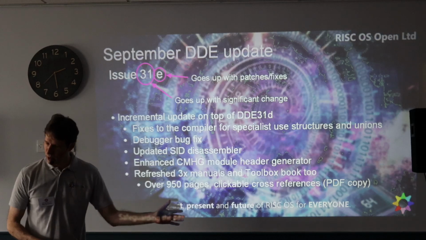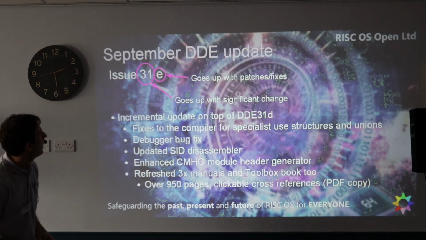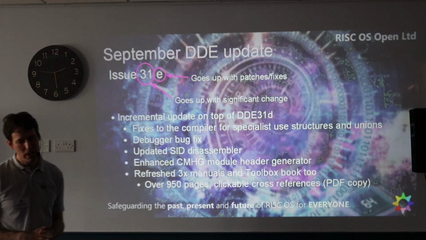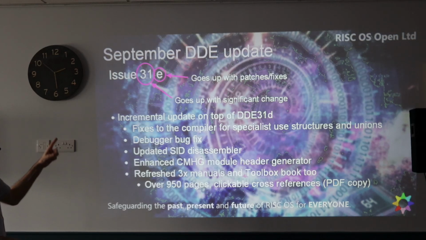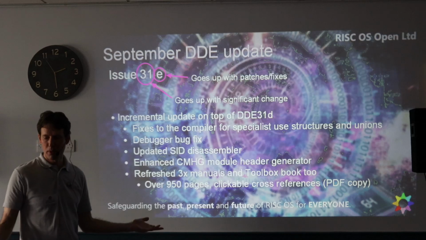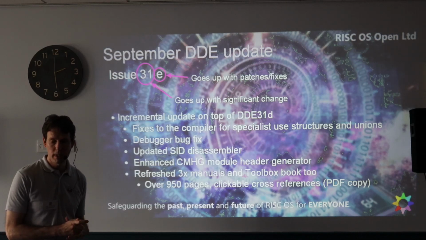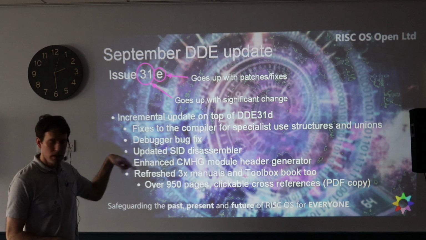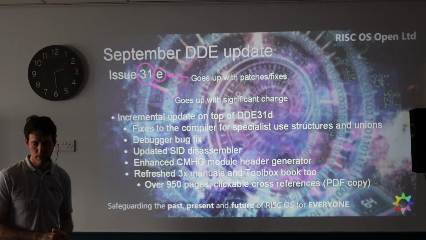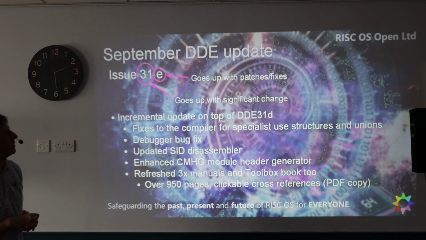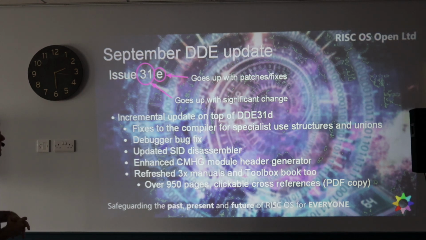So in September, so this is prior to the show, a new version of the desktop development environment was released. So that was DD31E, which, in case you don't understand the weird numbering and lettering scheme, basically the number part goes up when something significant happens. So, for example, when the ABC compiler got support for generating vector floating point maths, the major version number jumped up, and then the letter just gets tacked on the end when there's minor patches and fixes. So this was very much a minor patches and fixes on top of DD31D. You see D compiles D.